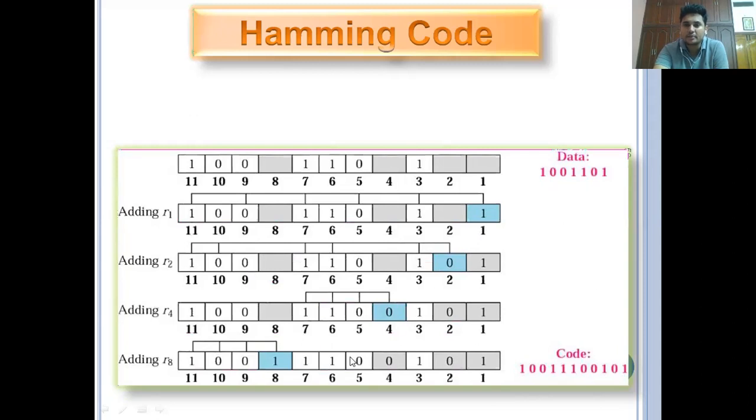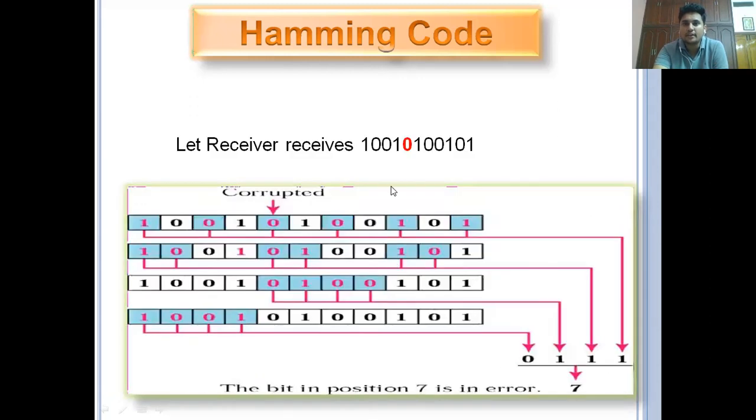Now, after adding these bits, the code is like this: 100 111 00101. Now this code is moving to the receiver end. It becomes 100 101 001. So here one bit is missing. Checking the bits gives 1 1 1, total 7. So the bit in position 7 is in error.